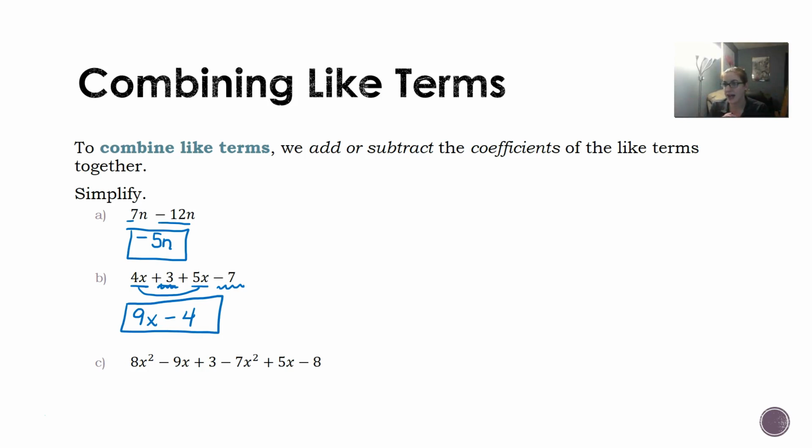Why can't we add those together? Well, they're not like terms, right? One has a variable, one does not. They do not combine. Apples and oranges, we're not going to combine them.